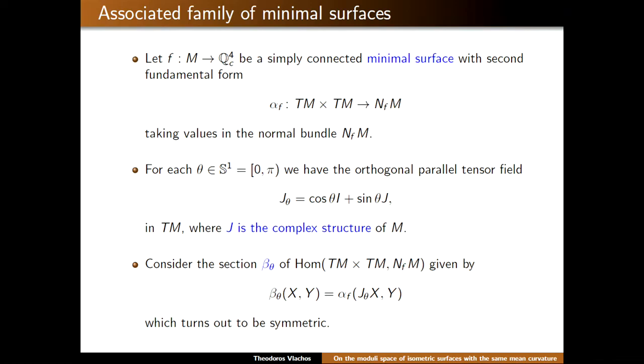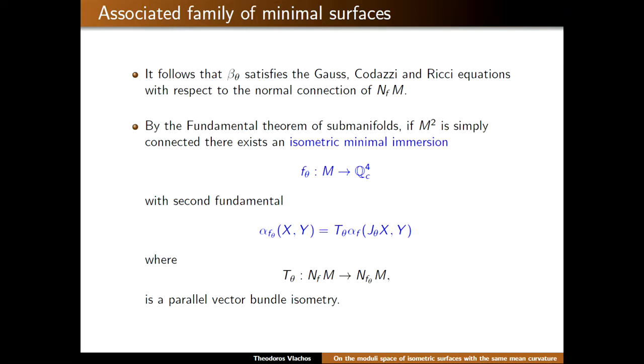Using the minimality, it turns out that this section is symmetric, and one can easily check that it satisfies the compatibility equations, the Gauss, Codazzi and the Ricci equations, and thus gives rise to a new isometric immersion, which is minimal. So the second fundamental form of the associated family is given in that way.